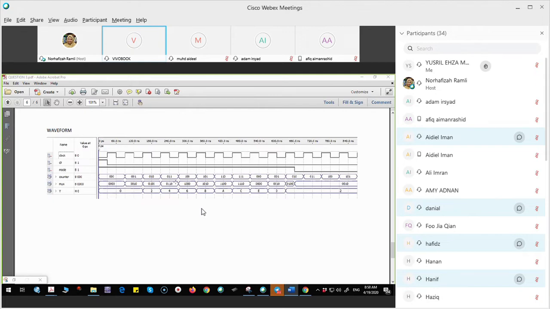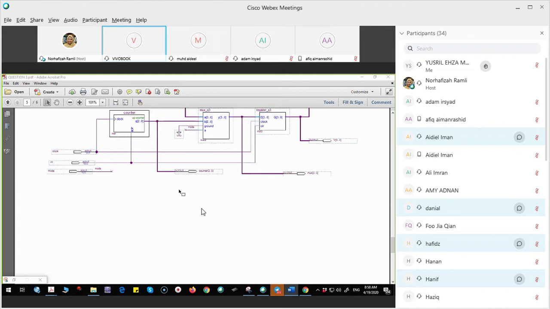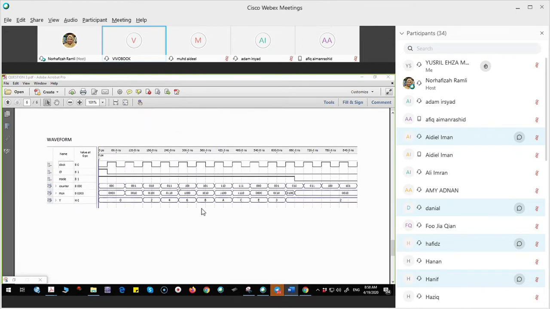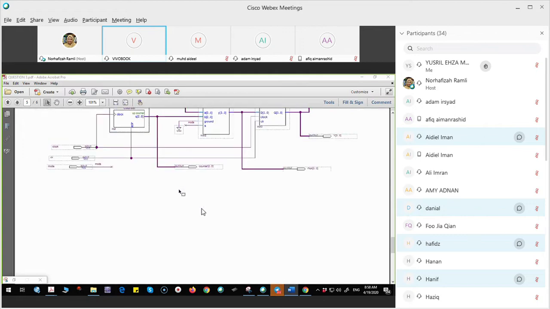Because we are shifting 1 bit to the left, all the numbers will be multiplied by 2. So we have 2, 4 until 14. We multiply the number by 2. Actually, you don't multiply.